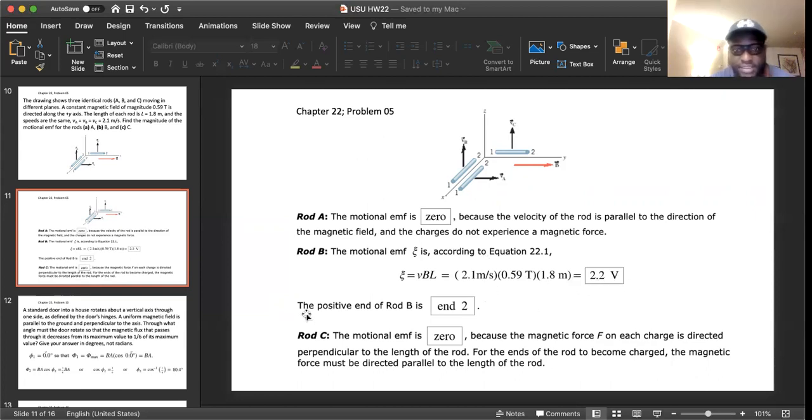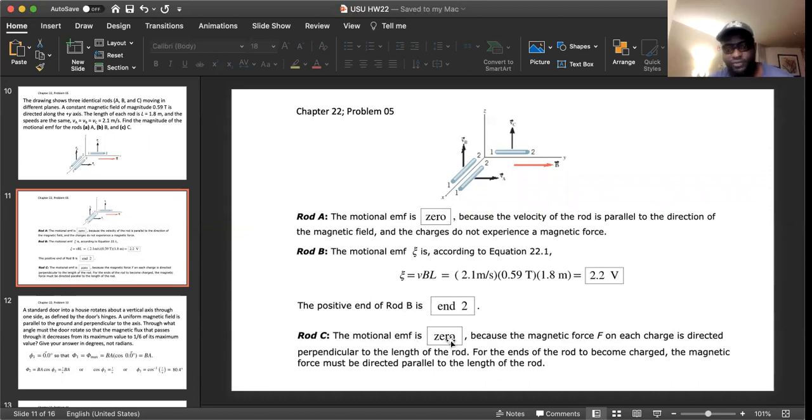So you get that. And then the positive end of rod B is going to be V cross B for rod B. So V is going up, B is going to the right. So V cross B will be going towards inside. So that's the end 2. That's where the positive charges are going to be.